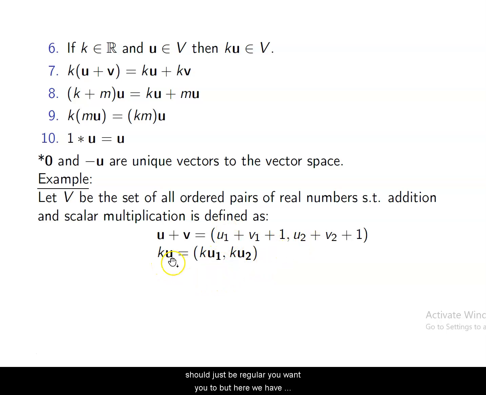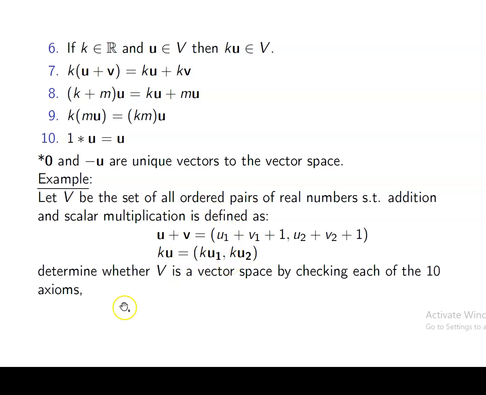But here we have scalar multiplication, and we're defining scalar multiplication like normal. We're not changing our scalar multiple. Okay. So if I want to multiply a vector in here, an object in here, they're ordered pairs. So I'm just multiplying each element in that ordered pair by k, just like normal.